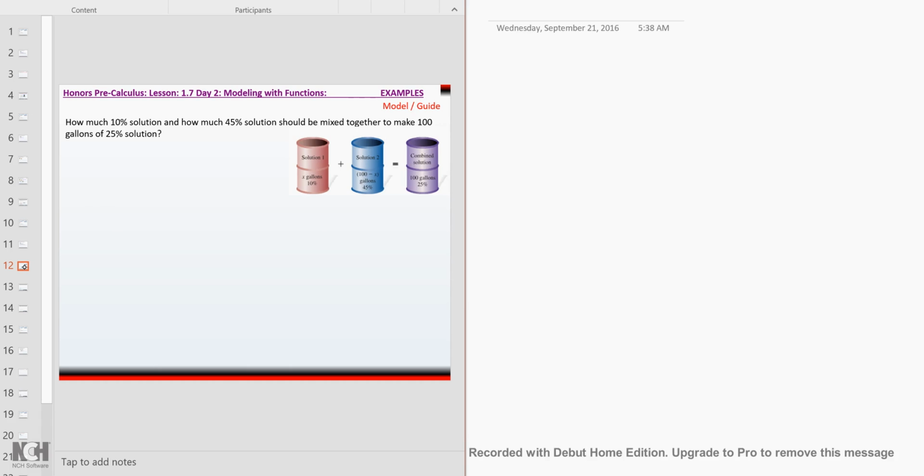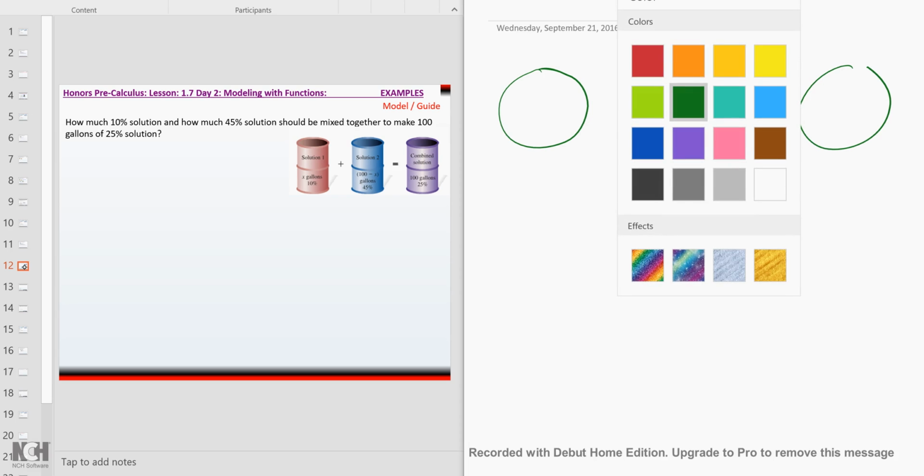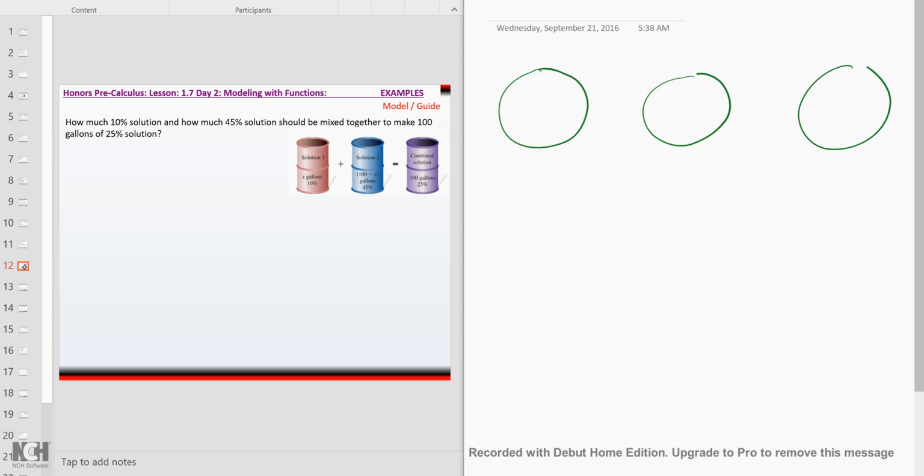Okay, so it says how much of a 10% solution and how much of a 45% solution should be mixed together to make 100 gallons of 25% solution. I like the barrel thing, which I can't draw very well, so I'm just going to make circles. This is solution 1. This is solution 2. And this is the total. And we're going to basically mix these things together. So the first solution plus the second solution has to equal the total.